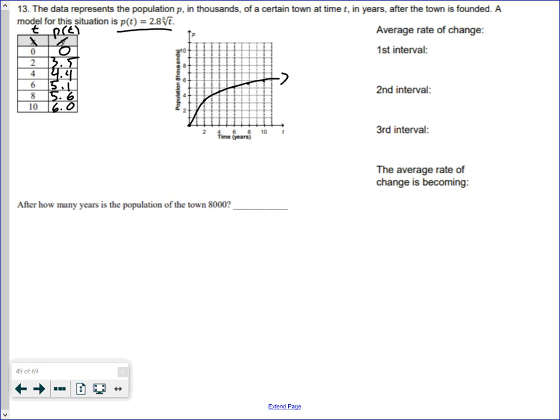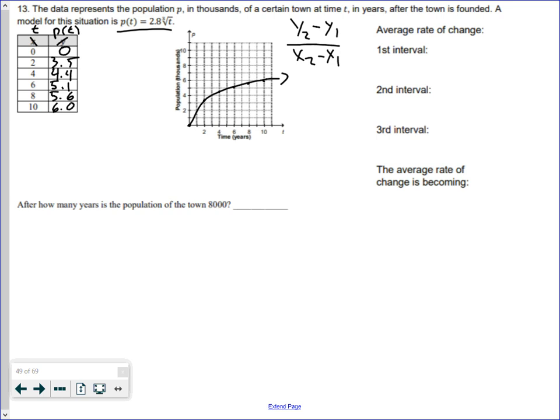And now we need to figure out our average rate of change. So average rate of change, remember, it's y2 minus y1 all over x2 minus x1. All right, so that's our average rate of change formula. Average rate of change is also our slope formula, so if you remember from back in Algebra 1, it's the same thing.